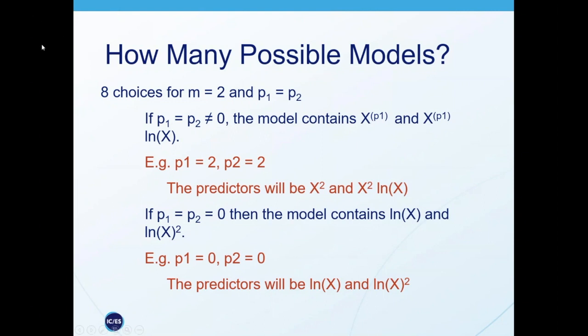So if we've picked 2 powers, P1 and P2, and neither of them is equal to 0, our model is going to contain x to the power and x to that power multiplied by the log of x. So for example, if P1 is 2 and the second power is also 2, my predictors are going to be x squared and also x squared times the log of x. If I've picked P1 equal P2 equals 0, then the model is going to contain the log of x, because that's what 0 means, and also the square of the log of x. So my predictors will be the log of x and the log of x squared.